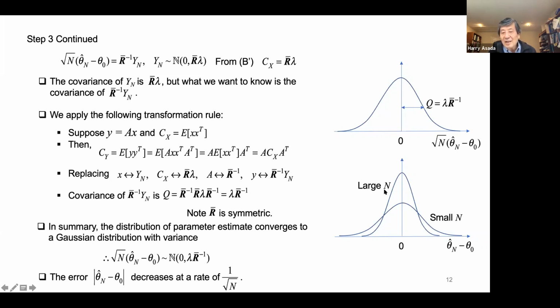So for a large n, you get a very steep distribution like this, and for a smaller n, you have a kind of gentle distribution like this. Randomness is higher for small n. So we can say that this one converges at the rate of 1 over square root of n. I would say the standard deviation in this case is converging at this rate, 1 over square root of n.